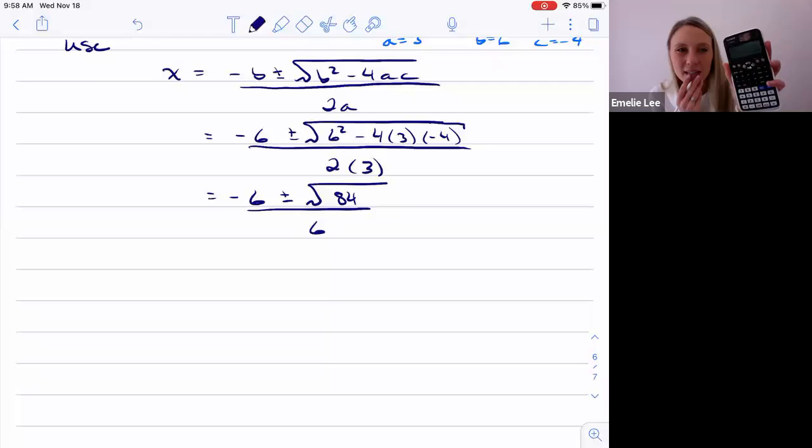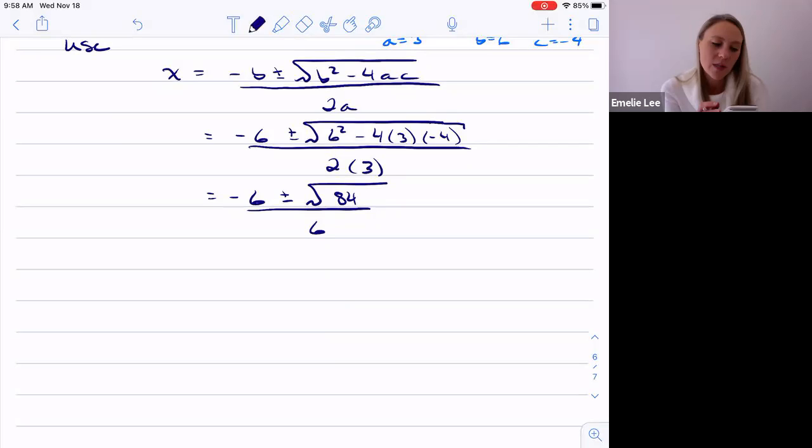On my calculator here, it just gives me the exact answer. That's not always the case. It depends on the calculator that you have. It might give you a decimal approximation, which should be 9.165, and so on. But just remember that that's a decimal approximation, right? And so you could pull out some common factors here. It looks like we can pull out a multiple of 4. Square root of 4 is 2.